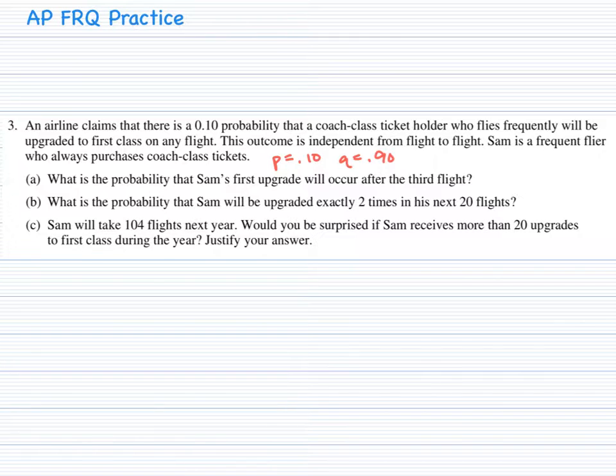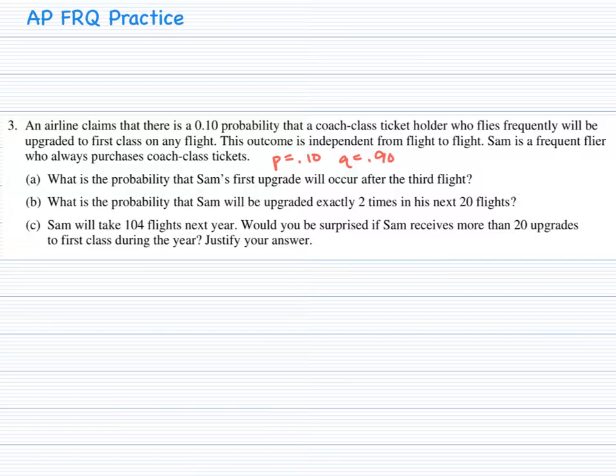Okay, so the probability that Sam's first upgrade will occur after the third flight. This can be some tricky wording. So after the third flight means that it doesn't happen on the first flight or the second flight or the third flight. So it happens at the fourth or more.